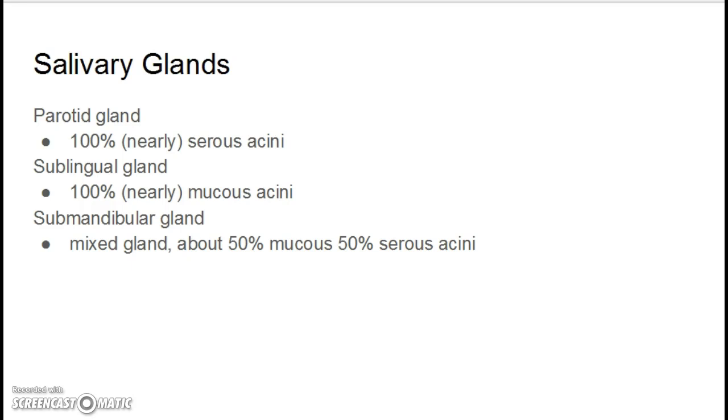The three glands are the parotid, sublingual, and submandibular glands. And just some things to remember, I usually like to think about the submandibular gland first because it's considered a mixed gland. It's about 50-50 mucous acini and serous acini. Then the parotid gland is 100% or nearly 100% serous acini, and the sublingual gland is nearly 100% mucous acini. So that will give you an idea of what you're looking at, based on how many of the mucous and the serous acini you can identify on that slide.